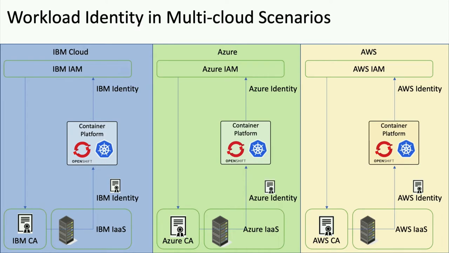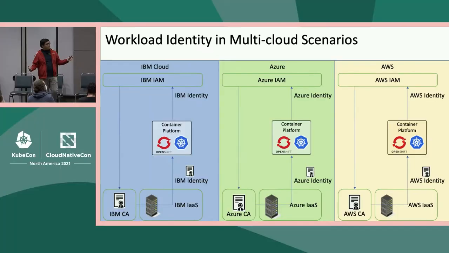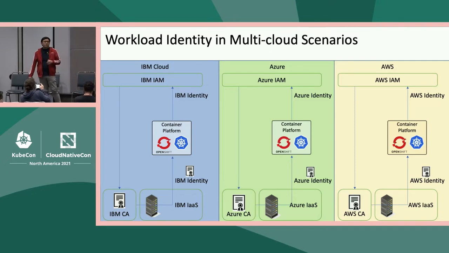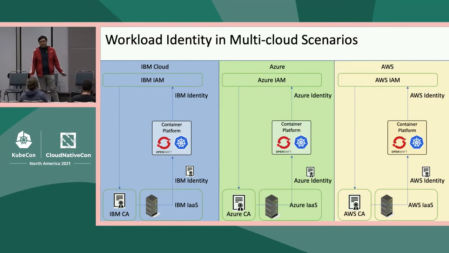So now let's talk about this in terms of multi-cloud. In this scenario, we have an organization example where we have three different clouds. We have IBM Cloud, Azure, and AWS in blue, green, and yellow, respectively. If a workload lives within its own silo, we don't really have that much of a problem. In fact, within a single cloud, IAM, identity and access management, is pretty much a solved problem.